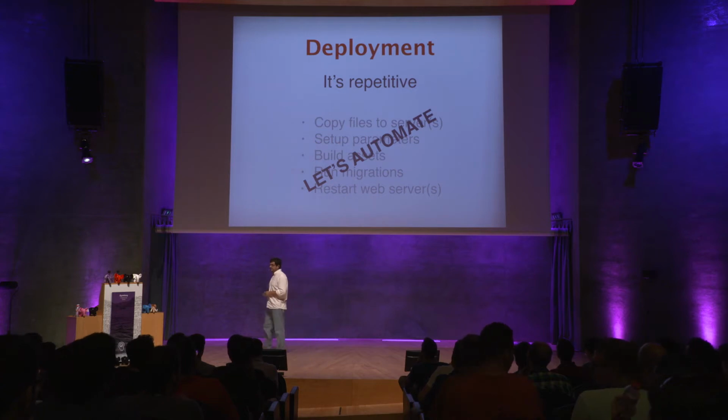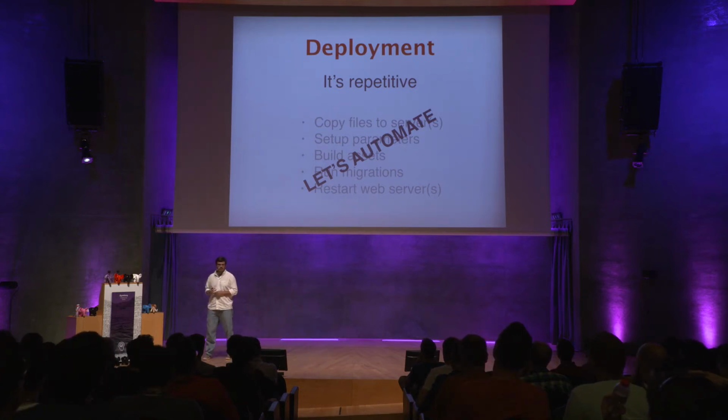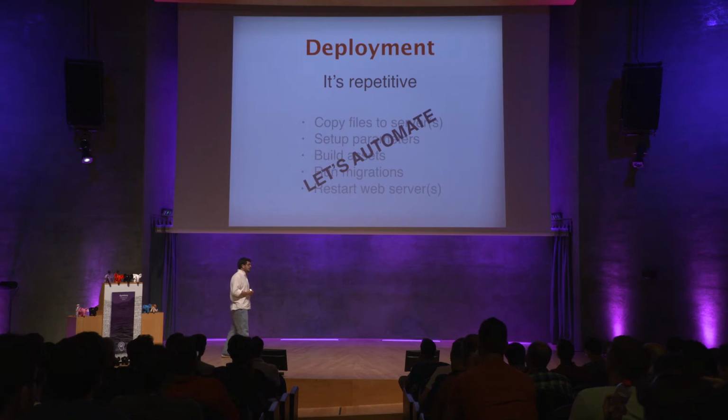So if it's repetitive, it means that we can automate this thing. And this is the whole idea of this talk. You can learn something here and there, but when you leave here, think about automation. This is the key. This is the most important thing.